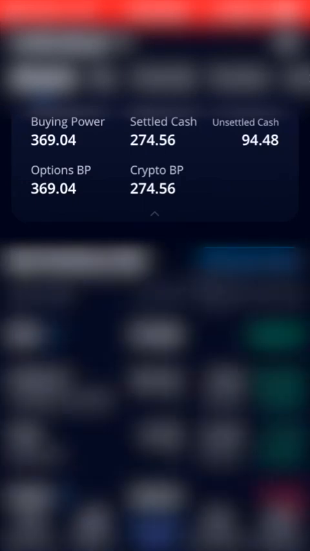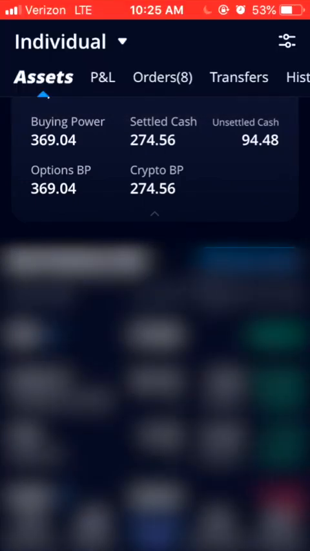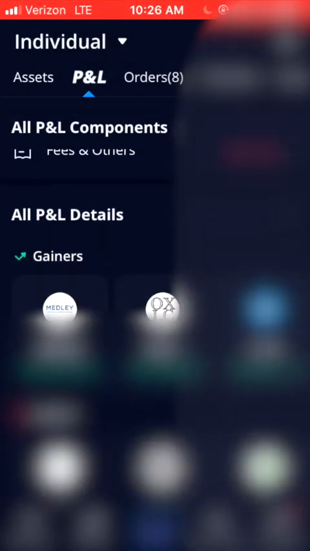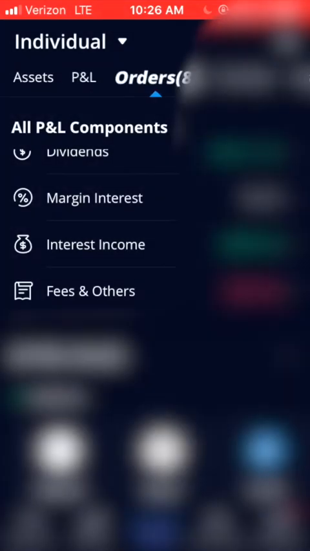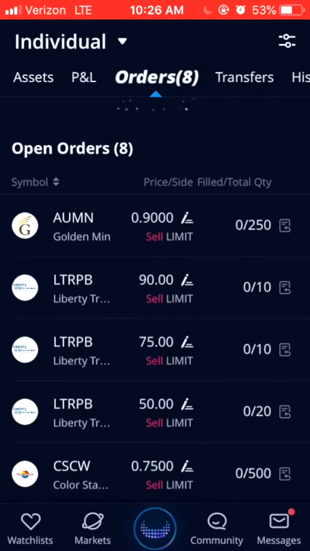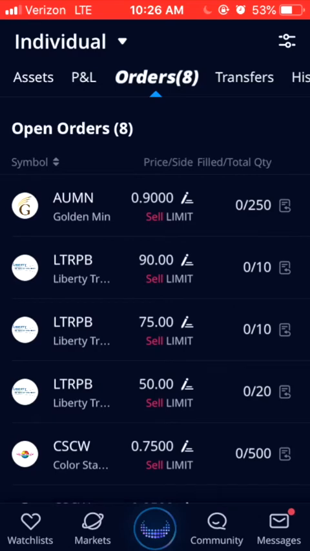Unsettled cash, options buying power, and crypto buying power. Profits and losses will show you how you've done over time. You can go into this and modify it very easily and look at individual stocks, how you've done with them over time. You can look at dividends, margin interest. It's a good tool just to look at how you're doing, but I'm not going to get into it right now. If you slide over one more to orders, this is nice.